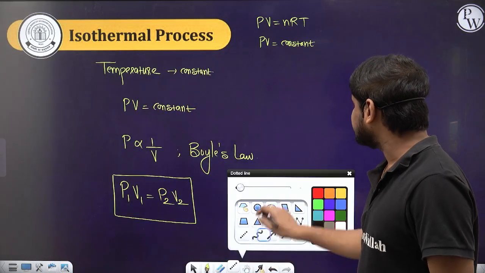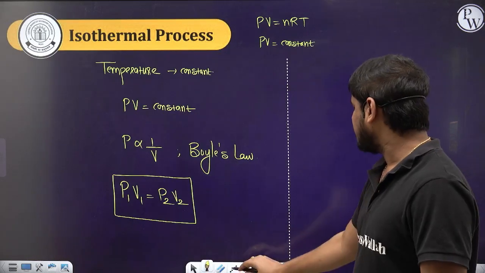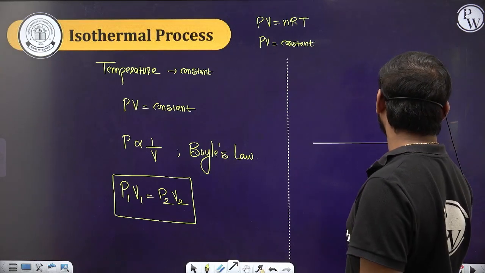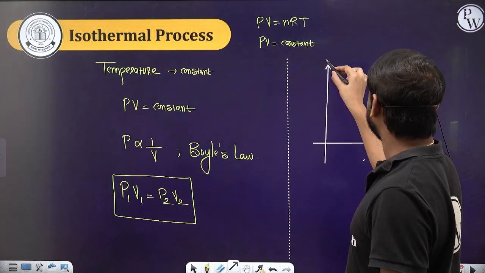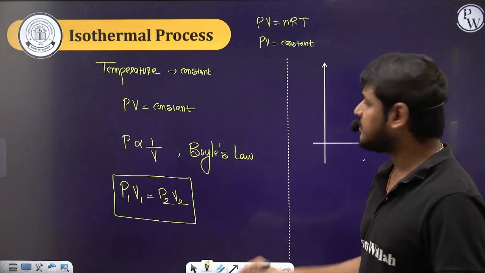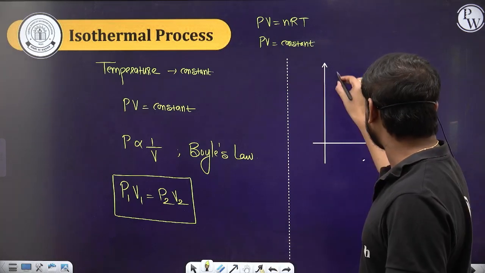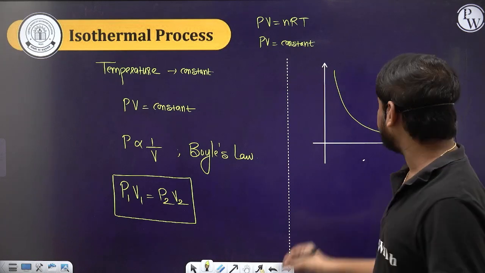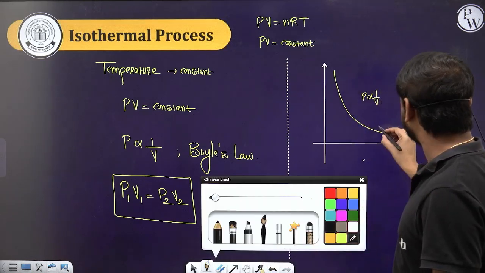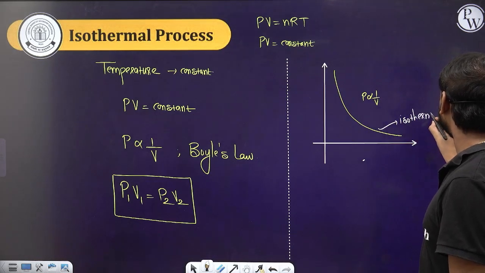Now let's go for the graphs. Follow the same sequence we did for the other processes. So here, first let me draw an important graph of P versus V. So this is P versus V. P is inversely proportional to V, so the graph comes out somewhat like this. Yes or no? This is called the isotherm, at constant temperature.